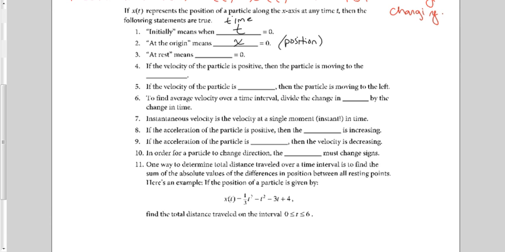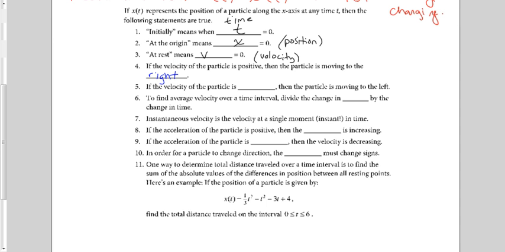Now at number 3, at rest means what is equal to 0? Well, if something's not moving, that means the velocity is equal to 0. Number 4, if the velocity of the particle is positive, then the particle is moving to the, okay, if the velocity is positive, that is like the derivative being positive, which tells me my function would be increasing. And increasing, when my object is on the x-axis, means that the particle is moving to the right.